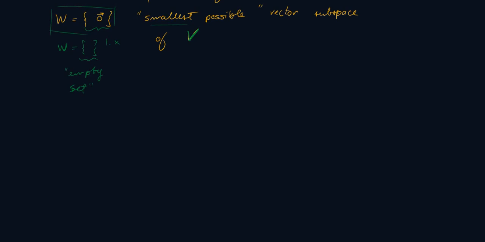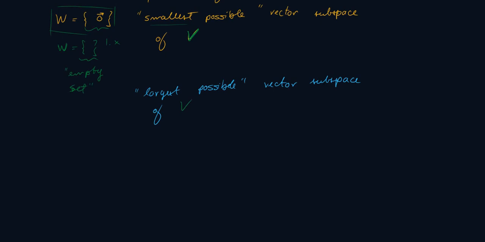So we can say that the zero vector is the smallest possible vector subspace of V, but we can sort of think of it the other way. What is the largest possible vector subspace of our vector space V?